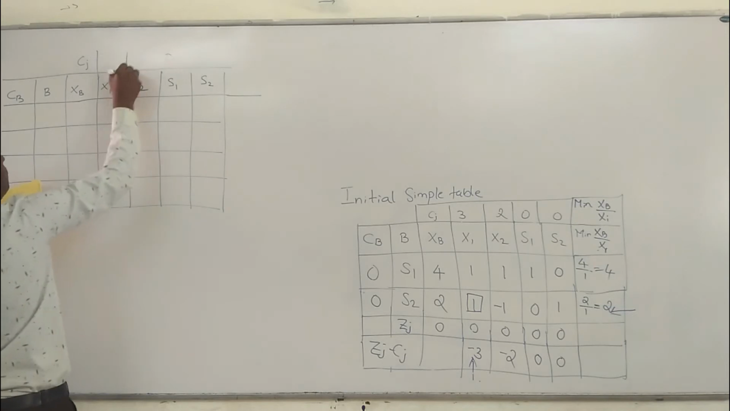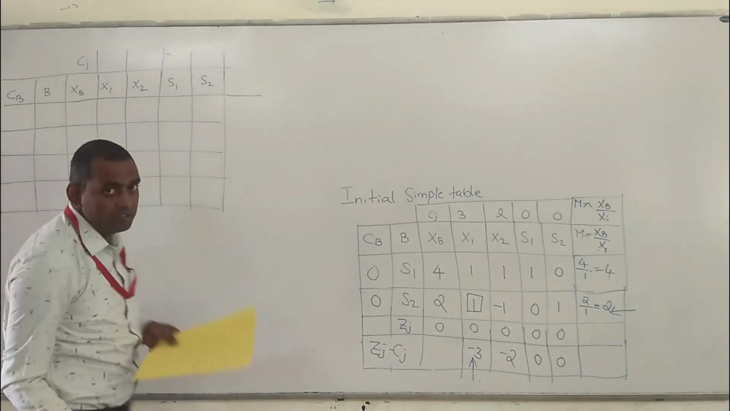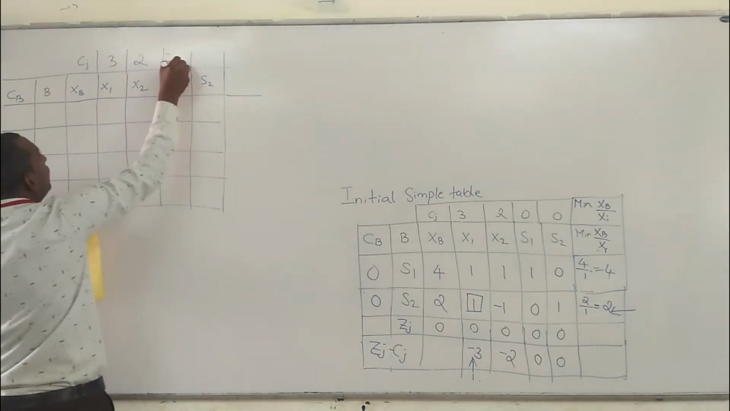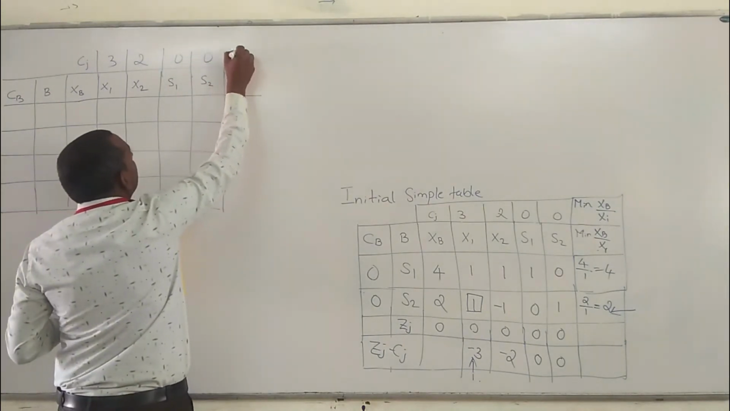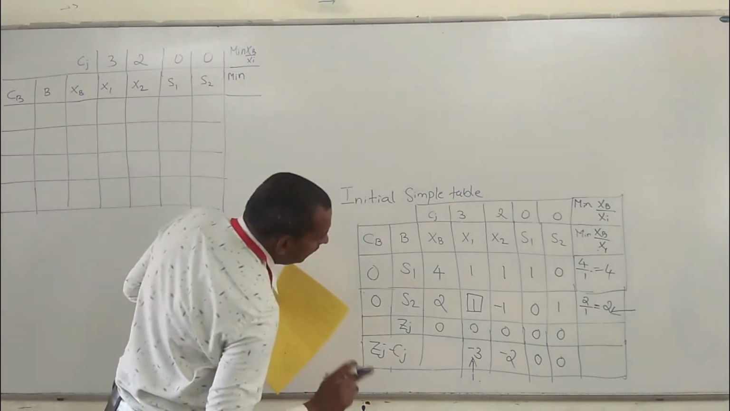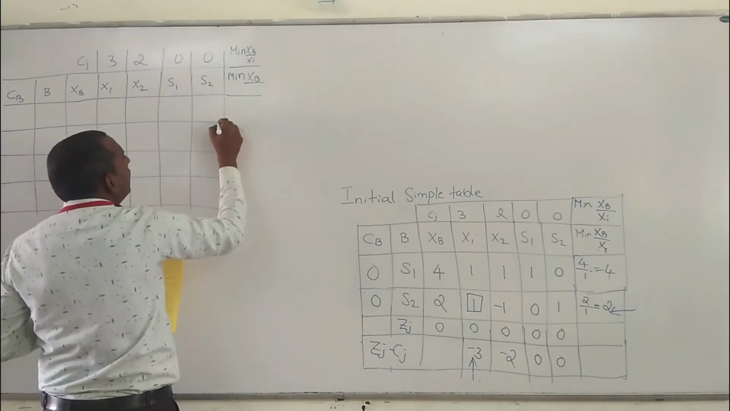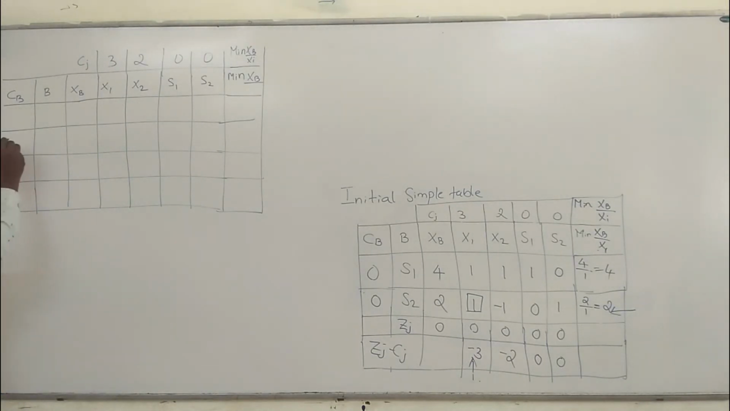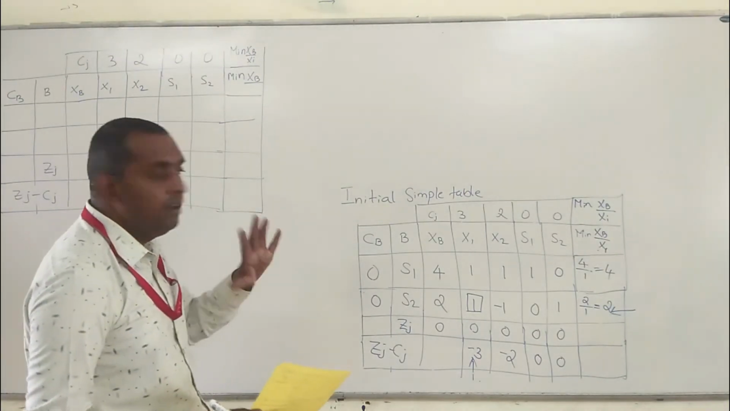This is Cj. So look into it very seriously and concentrate. We are drawing the simplex table here. So it is 3, 2, 0, 0. That is the min of xb upon xi. So we still don't know what is supposed to be written here. Fine. So let me write here the values and complete the table. So this is Zj, and we have Zj minus Cj.